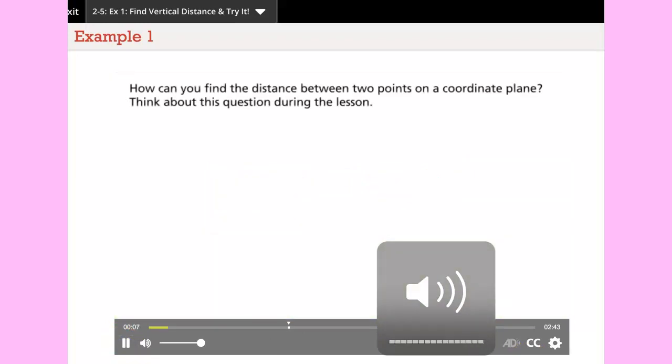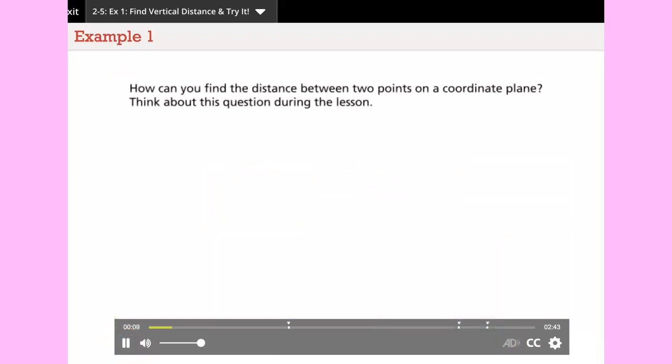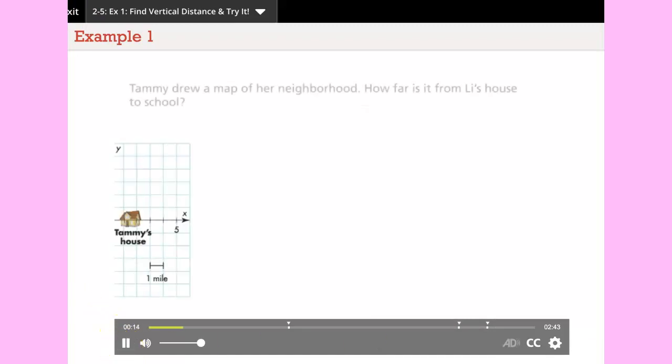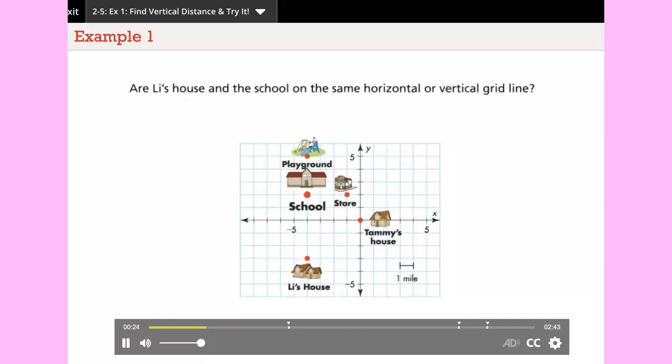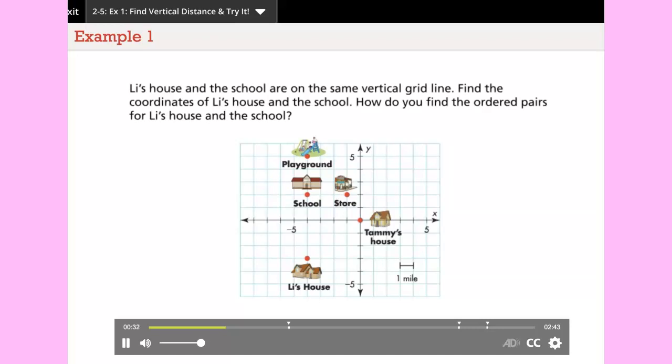How can you find the distance between 2 points on a coordinate plane? Think about this question during the lesson. Tammy drew a map of her neighborhood. How far is it from Lee's house to the school? Are Lee's house and the school on the same horizontal or vertical grid line? Lee's house and the school are on the same vertical grid line. Find the coordinates of Lee's house and the school. How do you find the ordered pairs for Lee's house and the school?